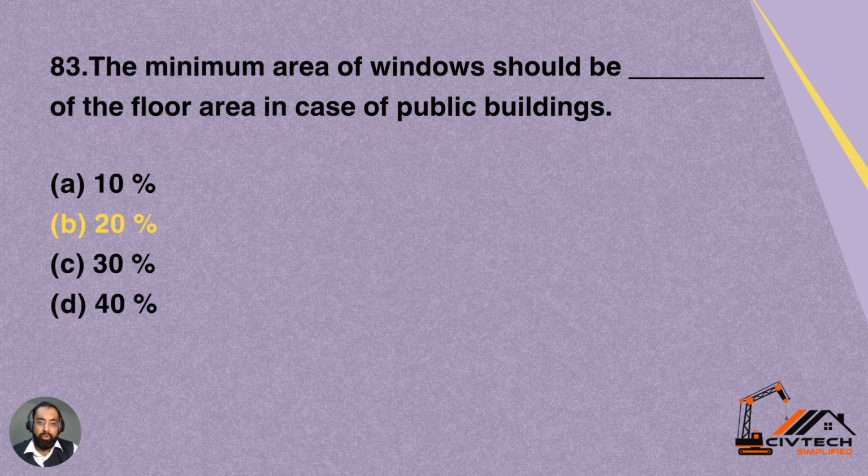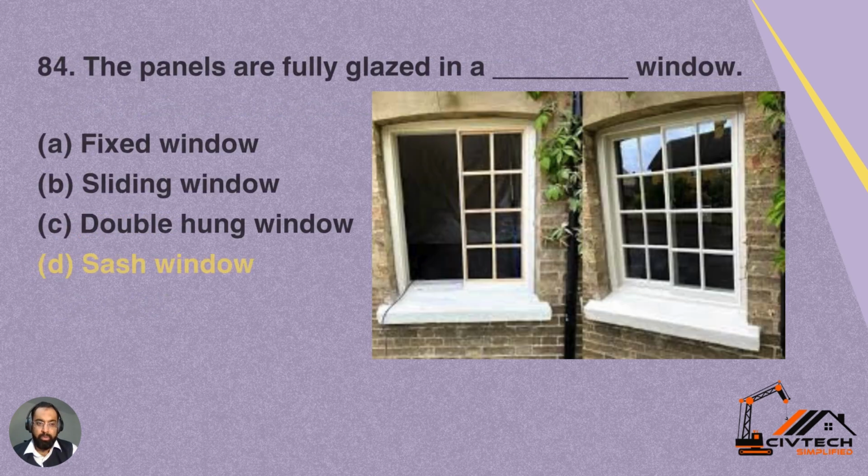Question 83. The minimum area of windows should be dash of the floor area in case of public building. Option A is 10%, option B is 20%, option C is 30%, option D is 40%. So the minimum area of windows should be 20% of the floor area in case of the public building. Option B is correct for this question.